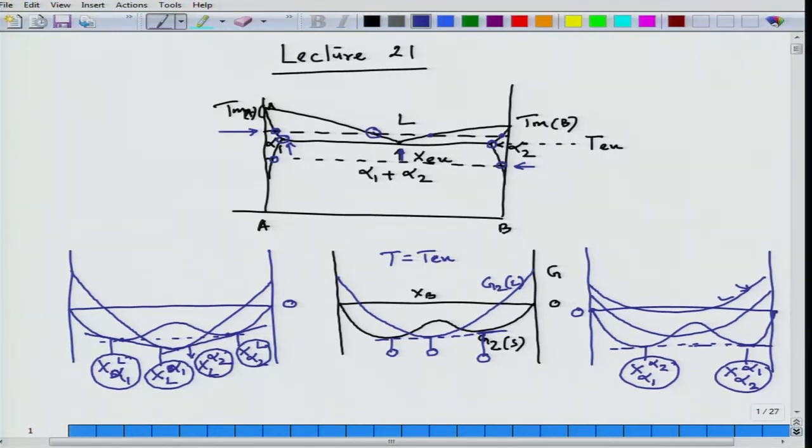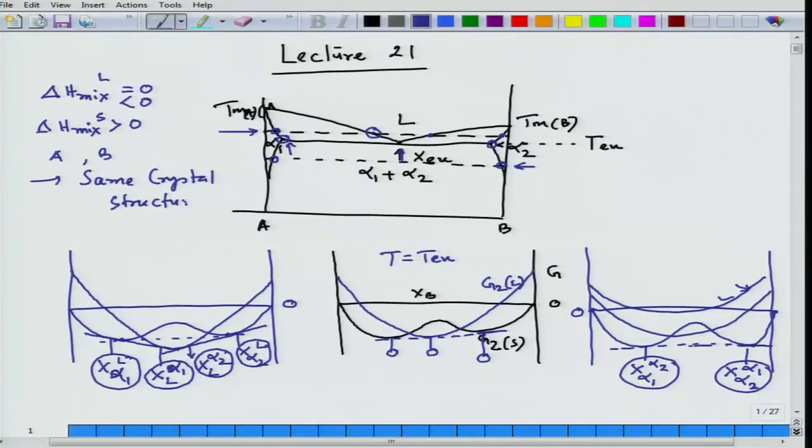So, we had a eutectic phase diagram where our condition was that del H mix of liquid either could be considered as 0, or it could be considered as less than 0, or del H mix of solid, another case, is greater than 0. But since we have a continuous solid solution line, here the crystal structures of A and B are the same, and the solution or the alloy also has the same crystal structure. So, this is one situation we have talked about.